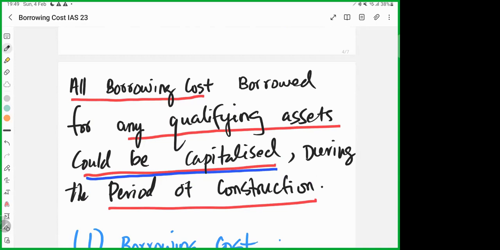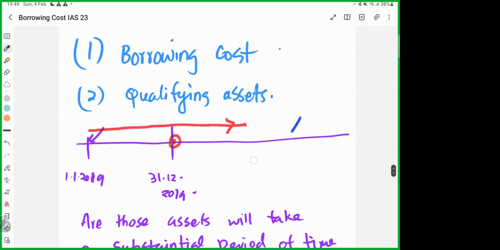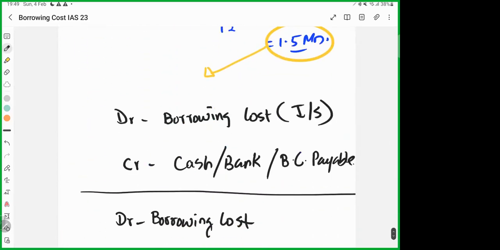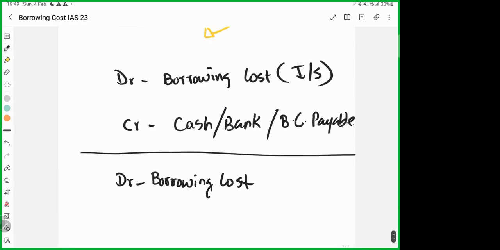Okay. So it will be capitalized and then amortized. Yeah, amortized, we will come to that, but it will be capitalized. It should go to the related assets. Then we will amortize.